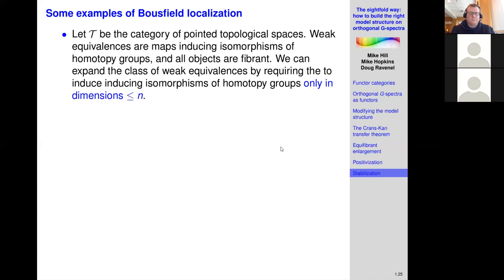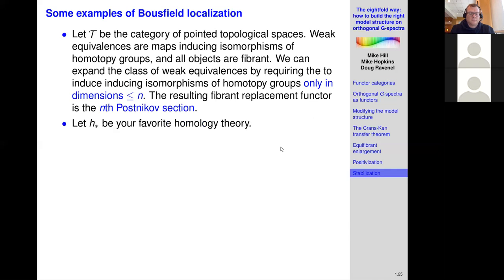Then you can do this, and it turns out that the fibrant replacement functor in this new model structure is the same thing as the nth Postnikov system. In other words, you take a space and you kill all of its higher homotopy groups by attaching cells, and so on. And that is the fibrant replacement functor in this new model structure. Okay, that's one example.